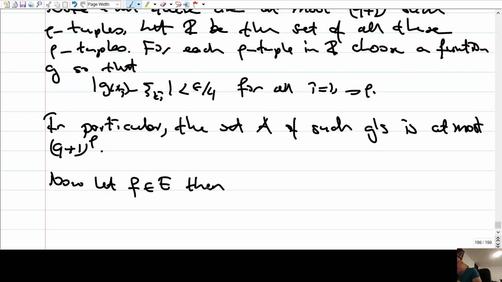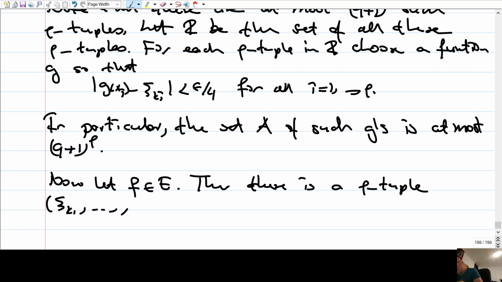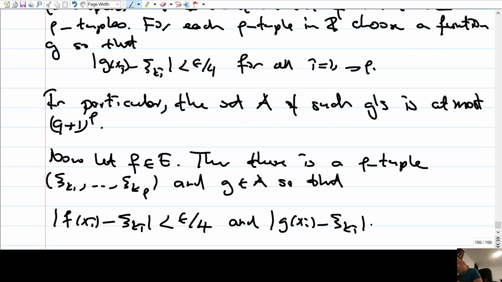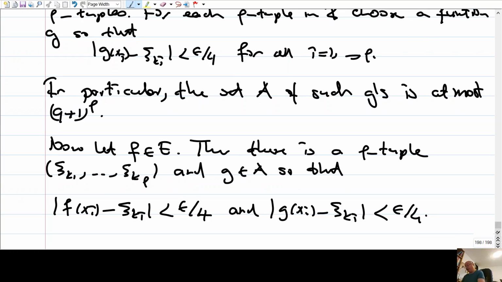Let f be in E. Then there is a rho tuple c_{k_1}, ..., c_{k_rho} and g in A, so that we have both the distance of f(x_i) to c_{k_i} less than epsilon over 4, and the distance of g(x_i) to c_{k_i} less than epsilon over 4. All right.